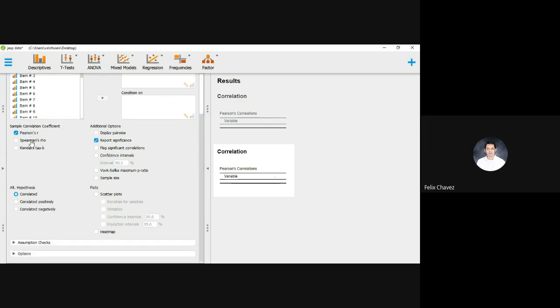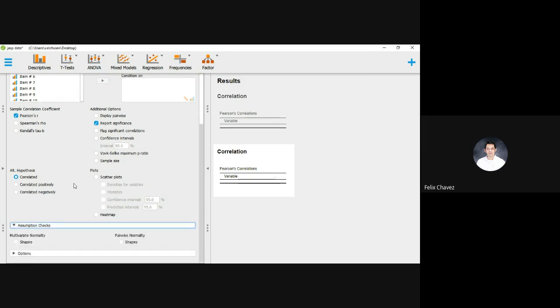Pearson, Spearman, Kendall's tau. Pearson is the parametric test. Spearman and Kendall are the non-parametric equivalents. Okay? We can also check for the normality assumption.